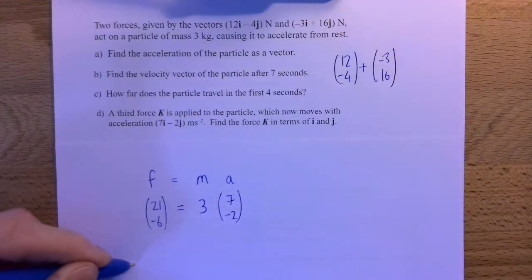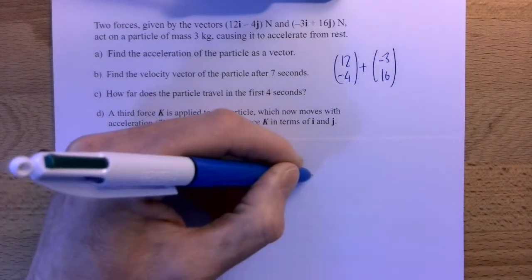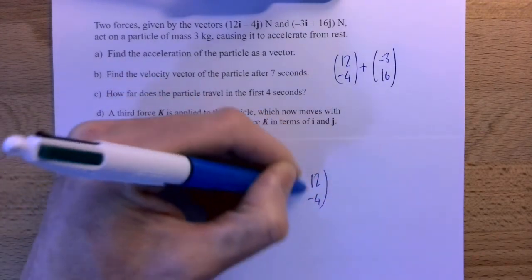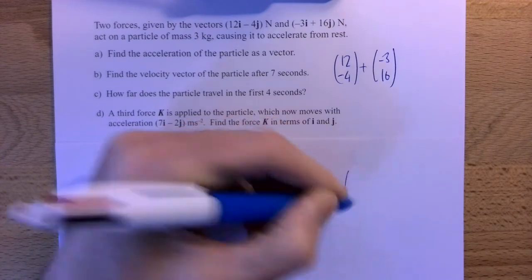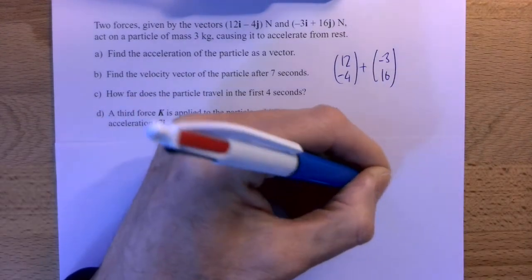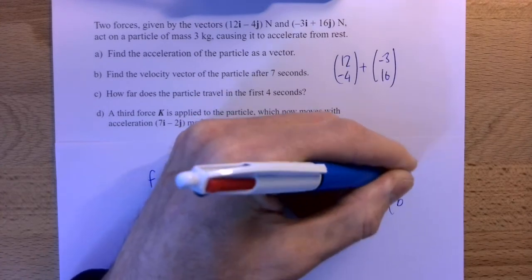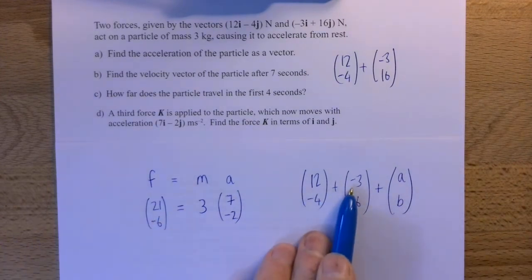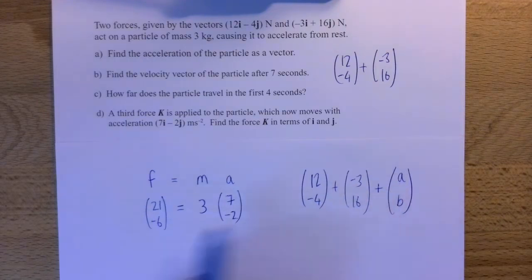So I know that 12 minus 4 plus minus 3, 16, plus this new mystery force has to equal that. So it's fairly straightforward, isn't it? So 21 take away 3 is 9. So A has to be 12.